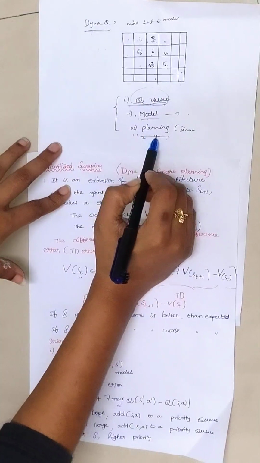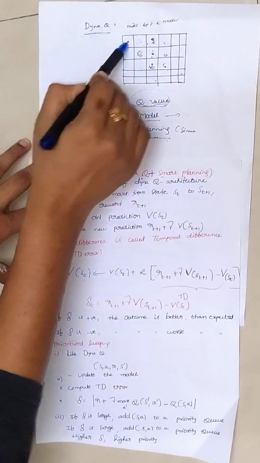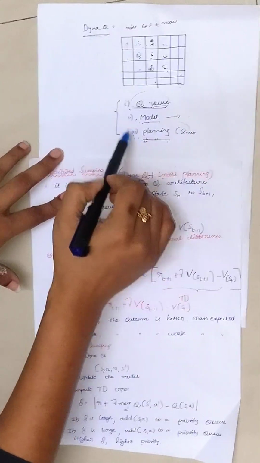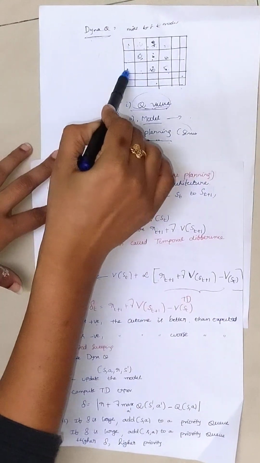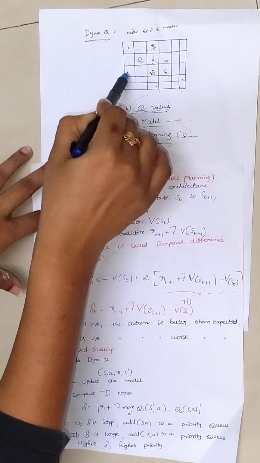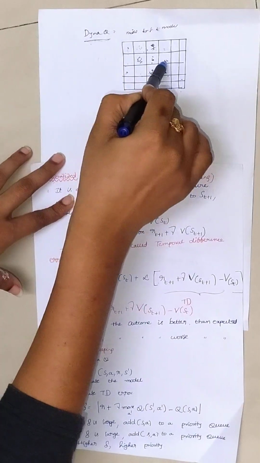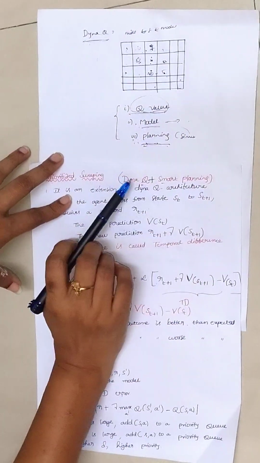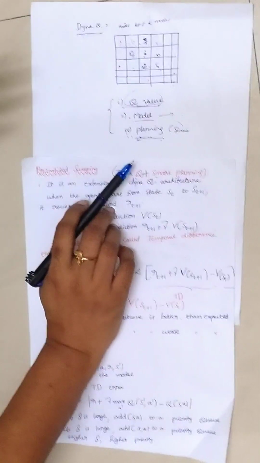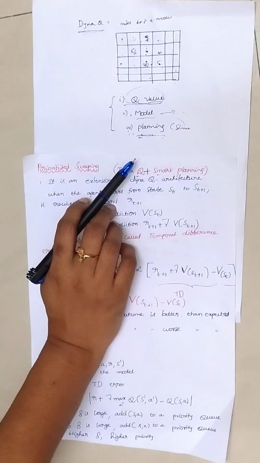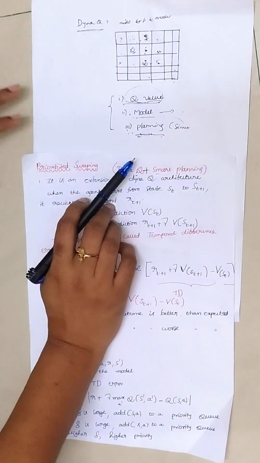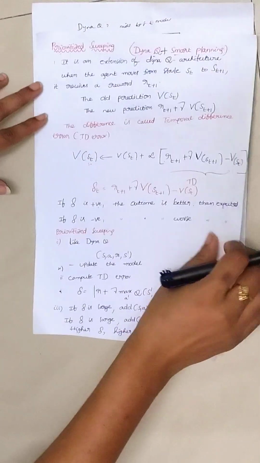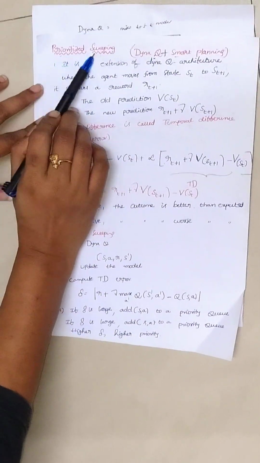But in DynaQ, from each and every state I am simulating the experiences in the planning step. Here, if I am in this state, I am simulating the experiences of this state. Again here. So we are simulating the experiences for each and every step, so it takes more time. This is the drawback in DynaQ. To overcome this drawback, we are moving to our next algorithm, which is prioritized sweeping.